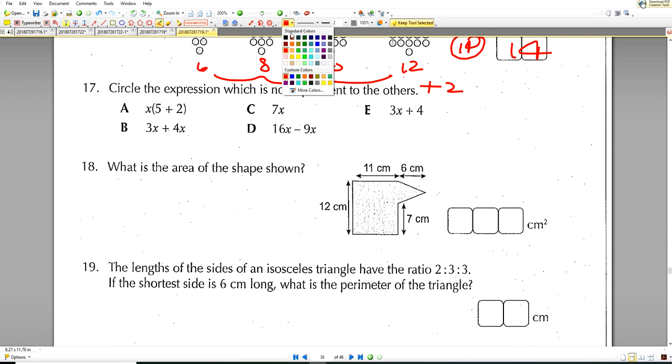And that looks excellent. Right, let's move on. Let's change to a different color. Circle the expression which is not equivalent to the others. So we've got to find one which is not the same.